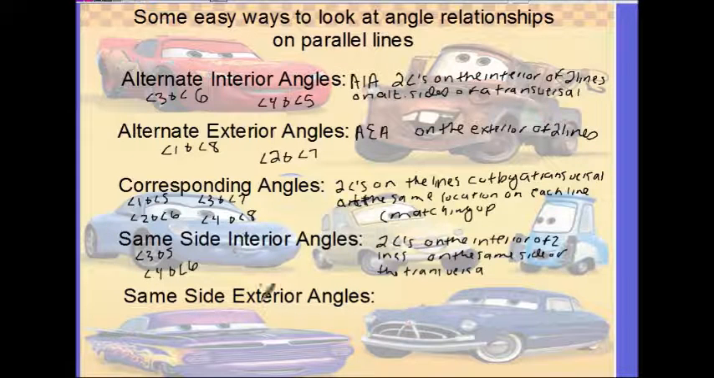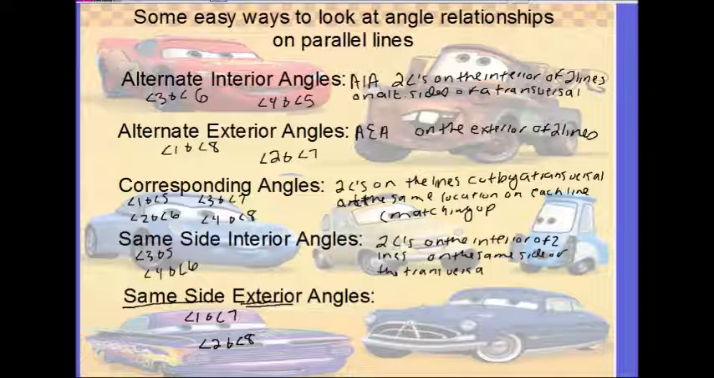For your same side exterior, we should have 1 and 7, 2 and 8. Angle 1 and angle 7, angle 2 and angle 8. They're on the same side of the transversal, but on the exterior of our 2 lines being cut by that transversal. If you have questions about any of these vocab words, please make sure we address it in class.